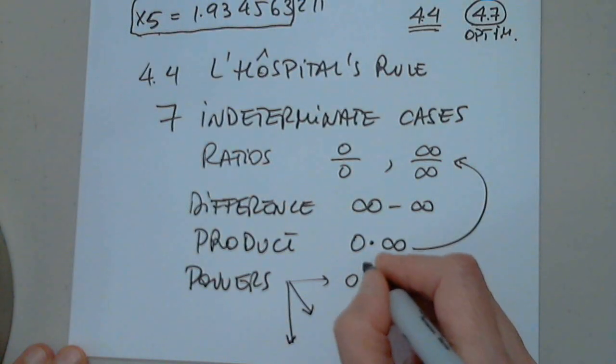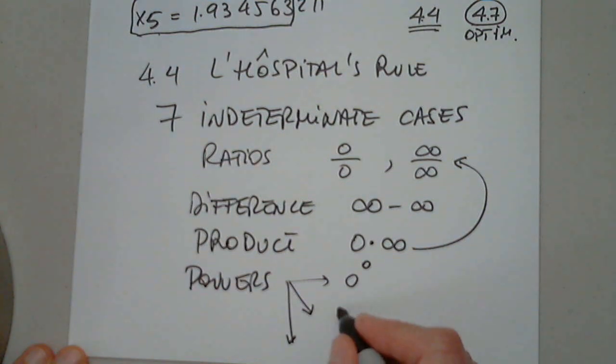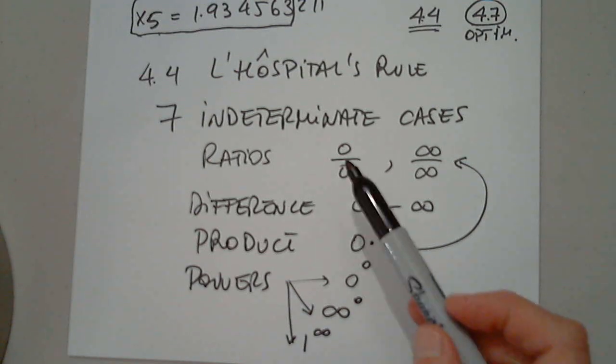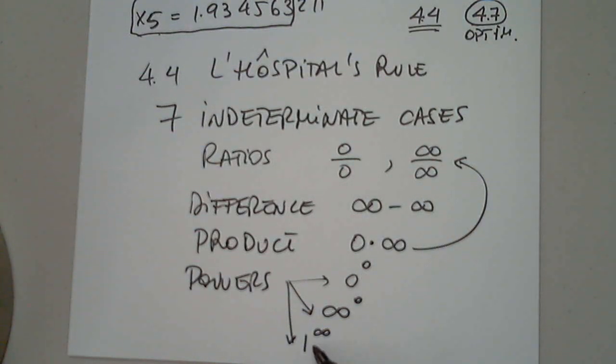So 0 raised to 0, infinity raised to 0, and 1 to infinity. You can say, wait a minute, 1 to infinity? Yes, it's an indeterminate case. So 1, 2, 3, 4, 5, 6, 7. The powers are the most cumbersome to work with.